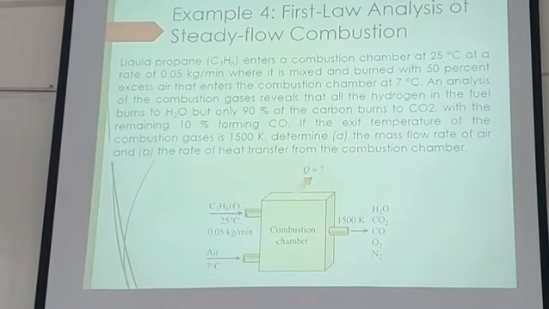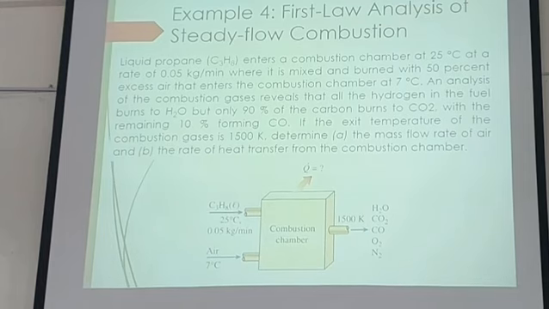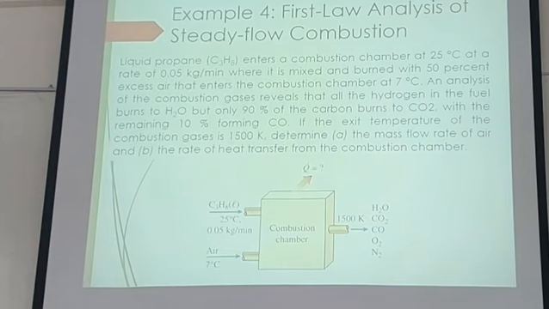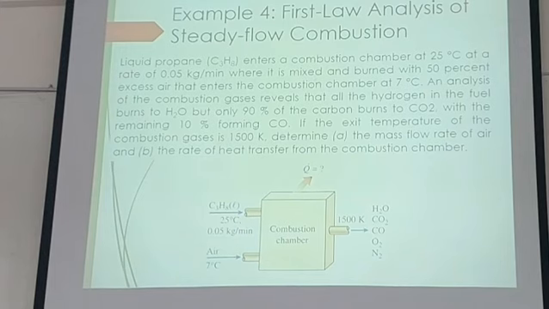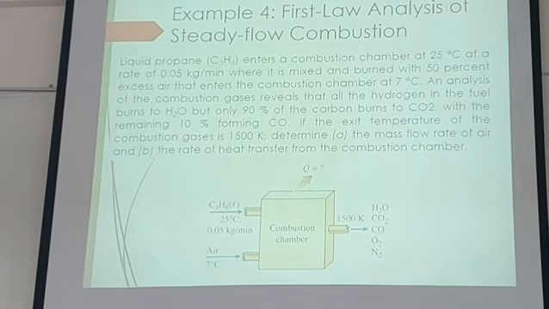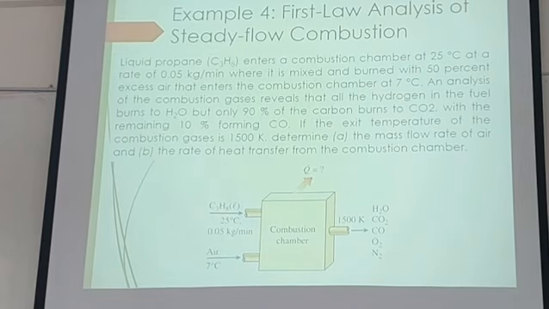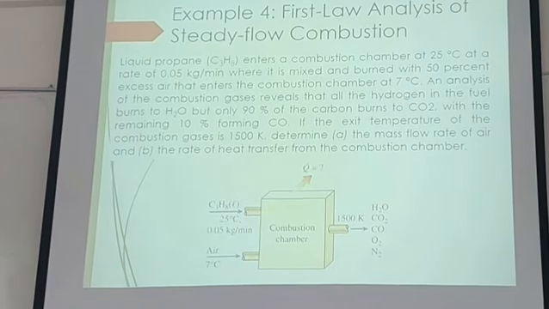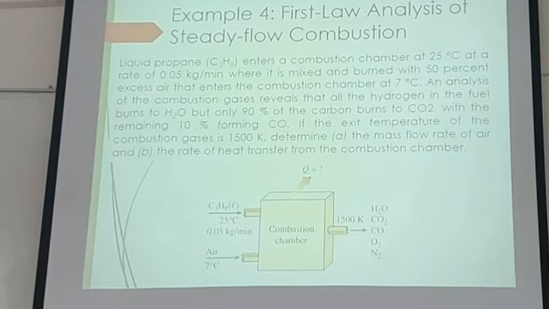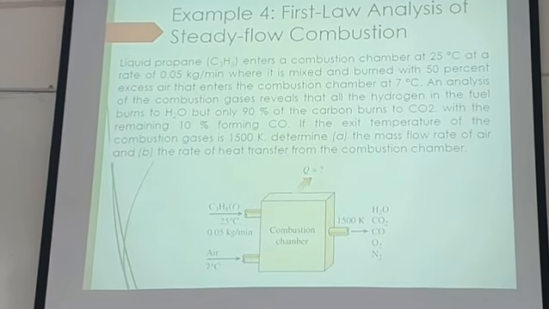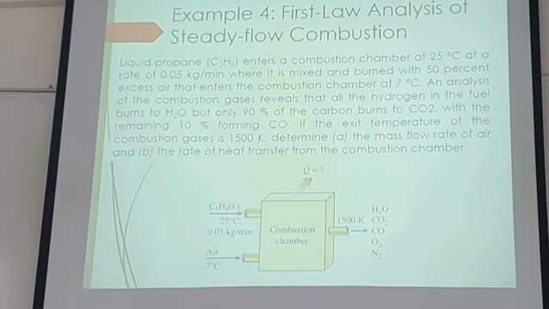We will look at just one last example, then we will stop, and I will finish this up tomorrow. Here we have liquid propane, which enters a combustion chamber at 25 degrees Celsius at a rate of 0.05 kg per minute, and it's mixed and burned with 50% excess air. The air enters the combustion chamber at 7 degrees Celsius. An analysis of the combustion gases reveals that all the hydrogen in the fuel burns to H2O, but only 90% of the carbon burns to CO2, with the remaining 10% forming CO.